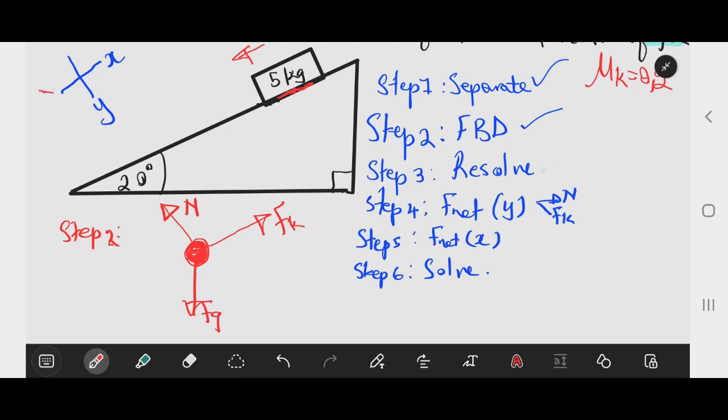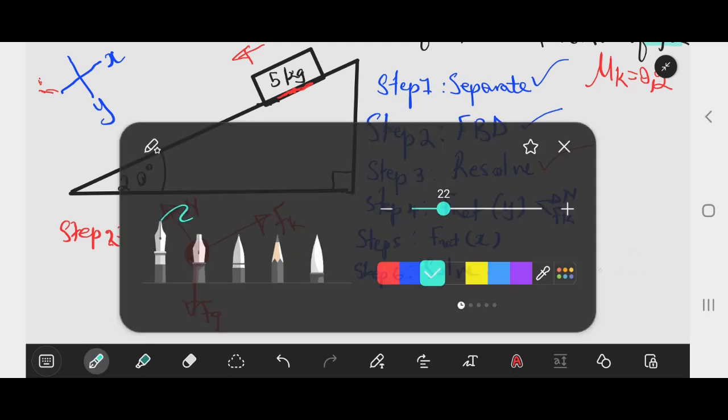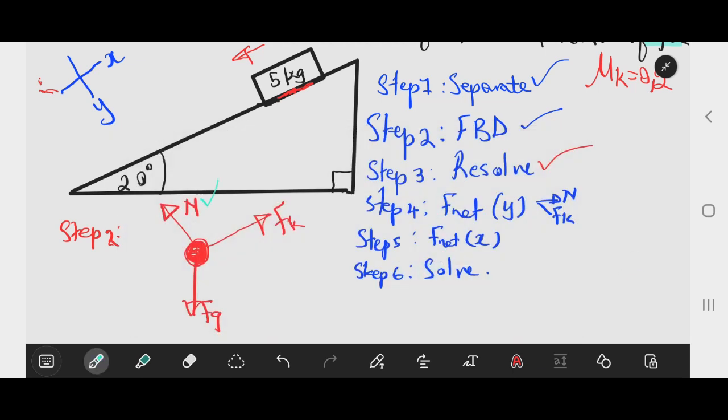Now we go to step number 3. Is there a need to resolve? If we check our system of axes, we have the y-axis and the x-axis. Looking at the y-axis, we have the normal force acting on that y-axis. There is no need to resolve the normal force. And we also have Fk acting in the x direction. So there is no need to resolve that Fk.